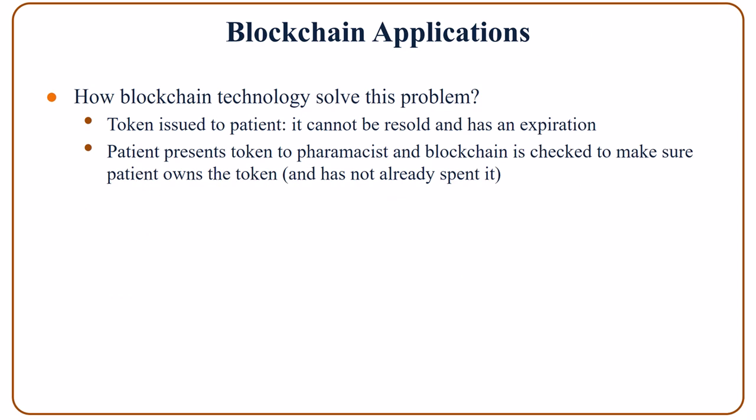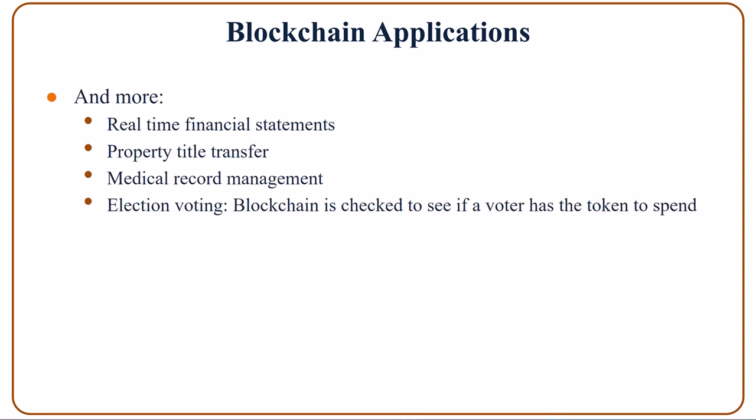First, patients receive tokens from the blockchain and then later present the token to the pharmacist. At that time, blockchain can be used to check and make sure the patient owns the token. There are more applications of blockchain, such as real-time financial statements, property title transfer, medical record management, and election voting, in which blockchain is checked to see if a voter has a token to spend.